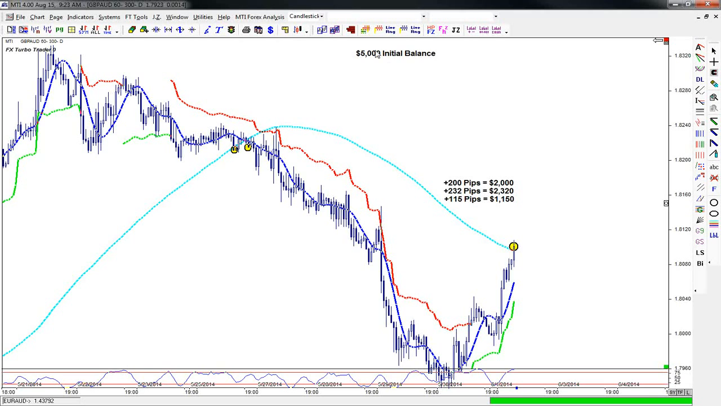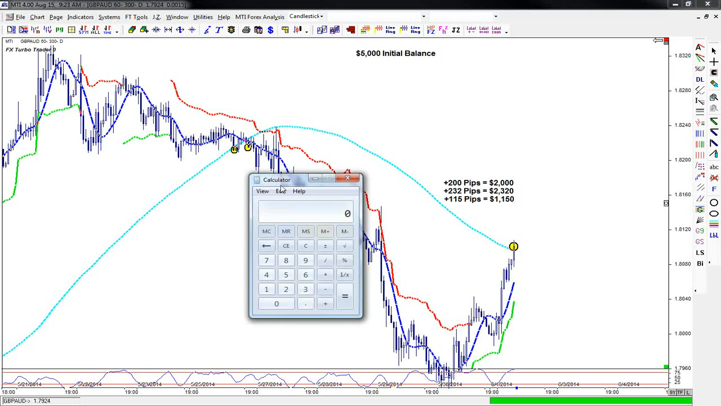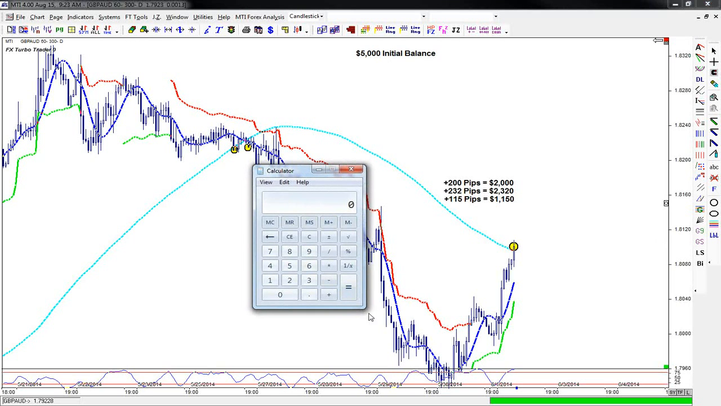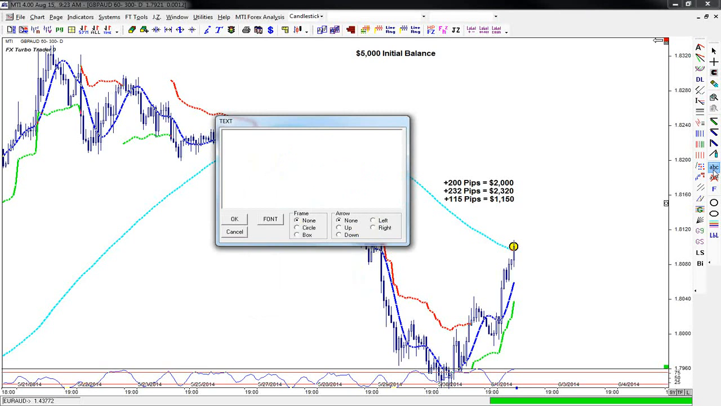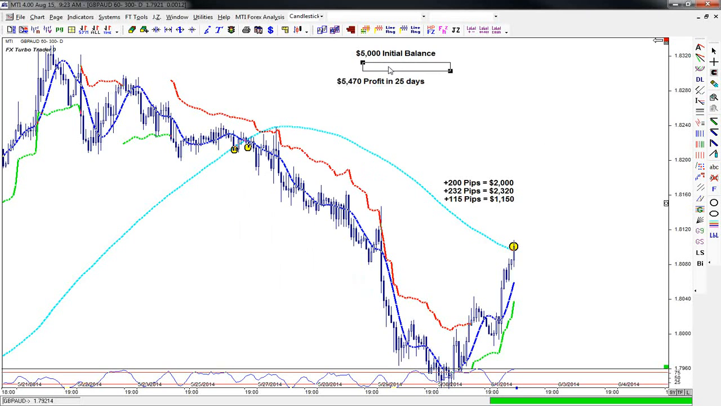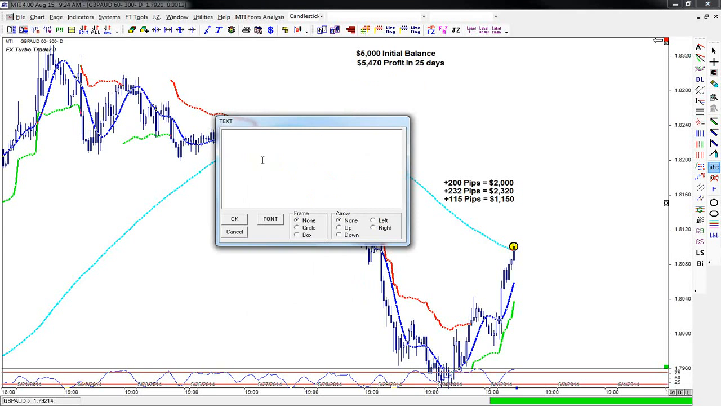So we fund our account with a $5,000 initial balance, or whatever it is you funded your account with. Now, we basically just made 3 trades, and that was in approximately 25 days. So in 25 days, we generated $2,000, $2,320, $1,150. That's $5,470. So we're at $5,470 US profit in 25 days. Not bad, right? How many of you would like to generate that in less than a month? Well, let's take a look at the end result here.